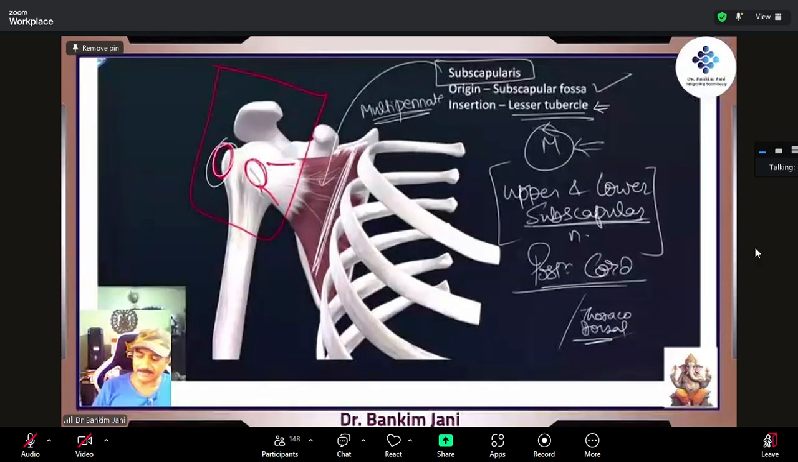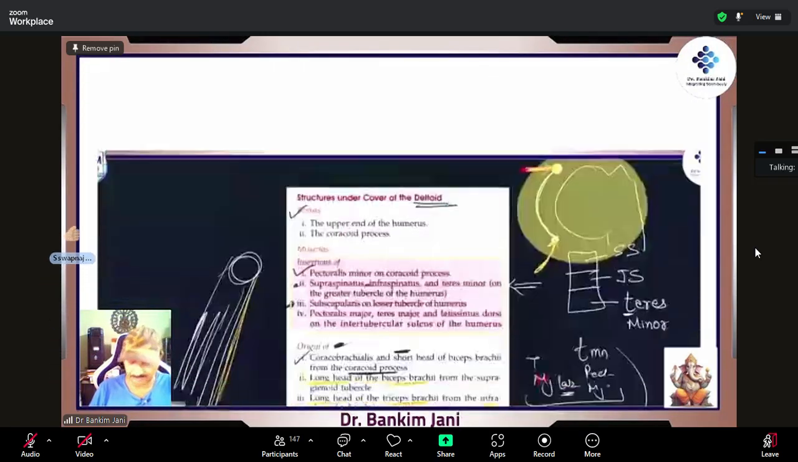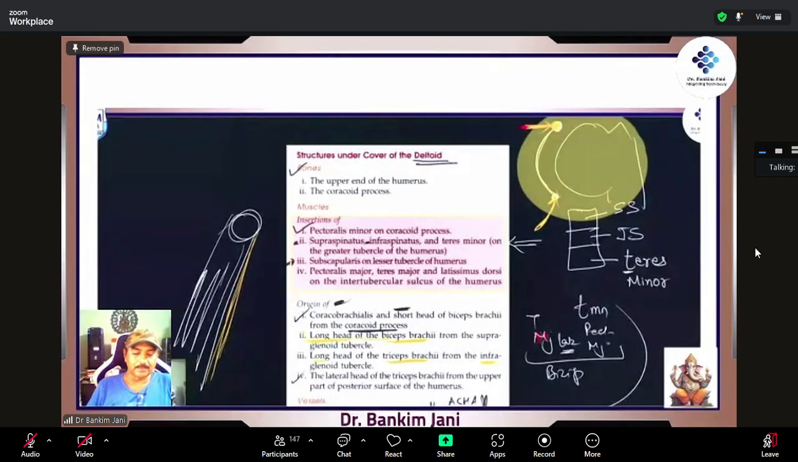So upper and lower subscapular, right? Now we saw that from the posterior cord there is another one, which is thoracodorsal, right? It will come. So which are the structures under the cover of the deltoid? This is one of the theory questions. What's the big deal, right?